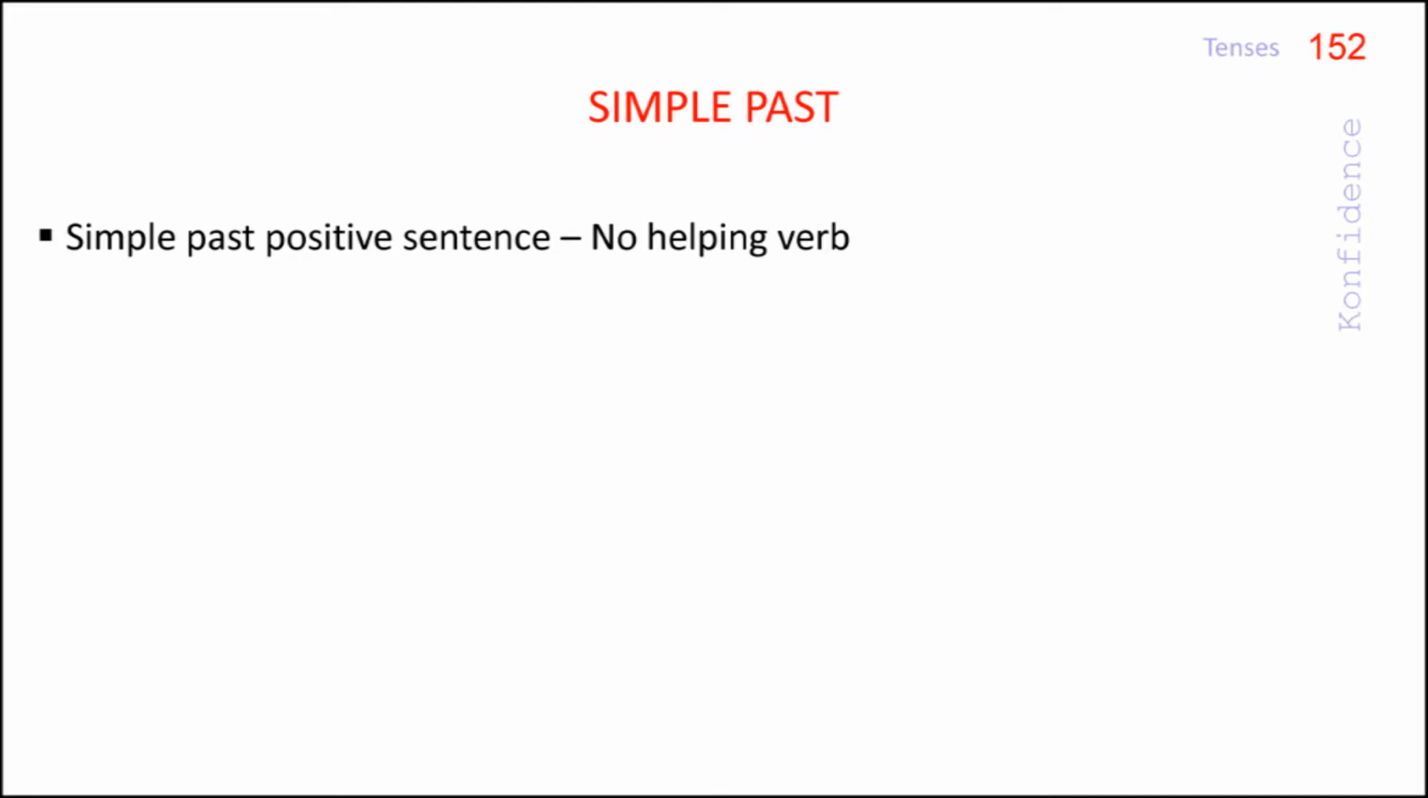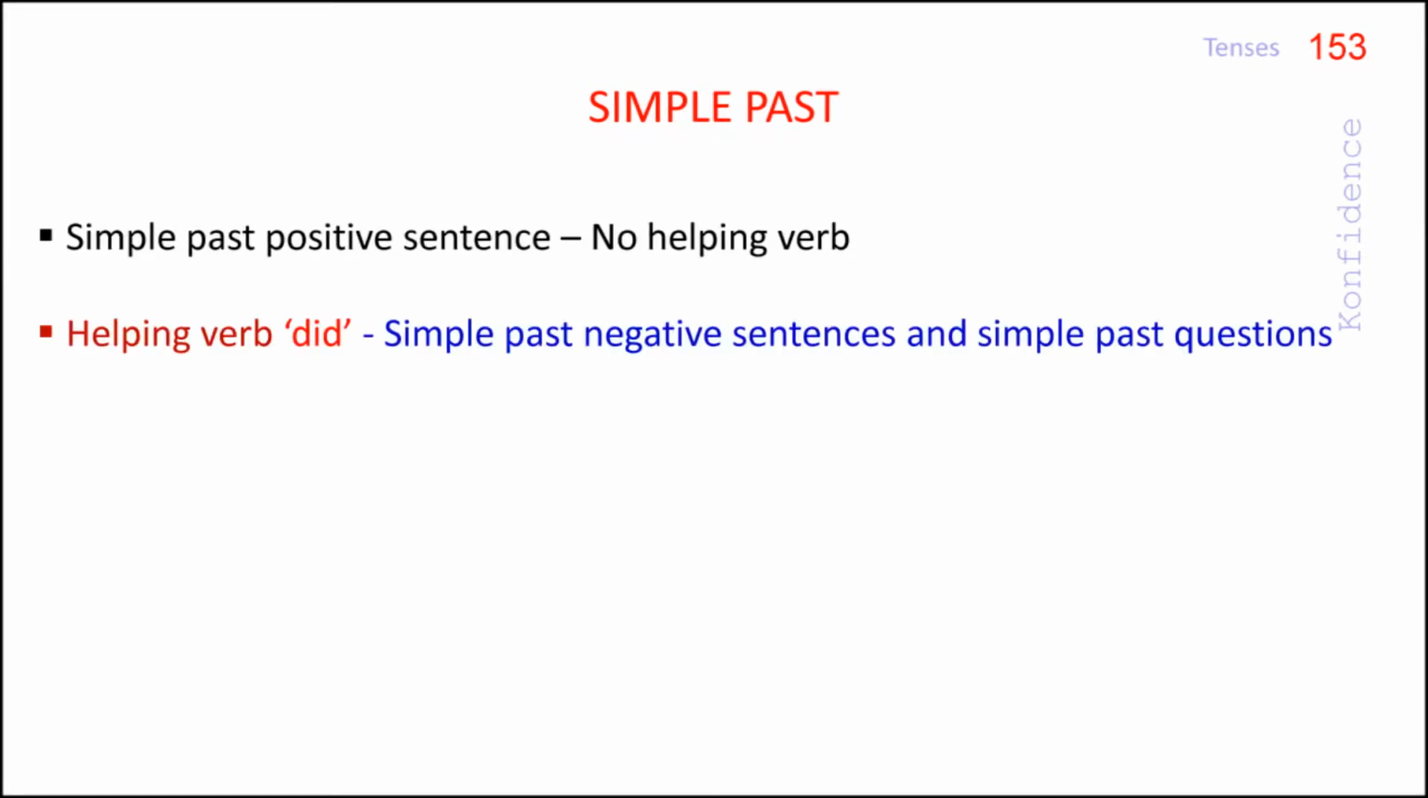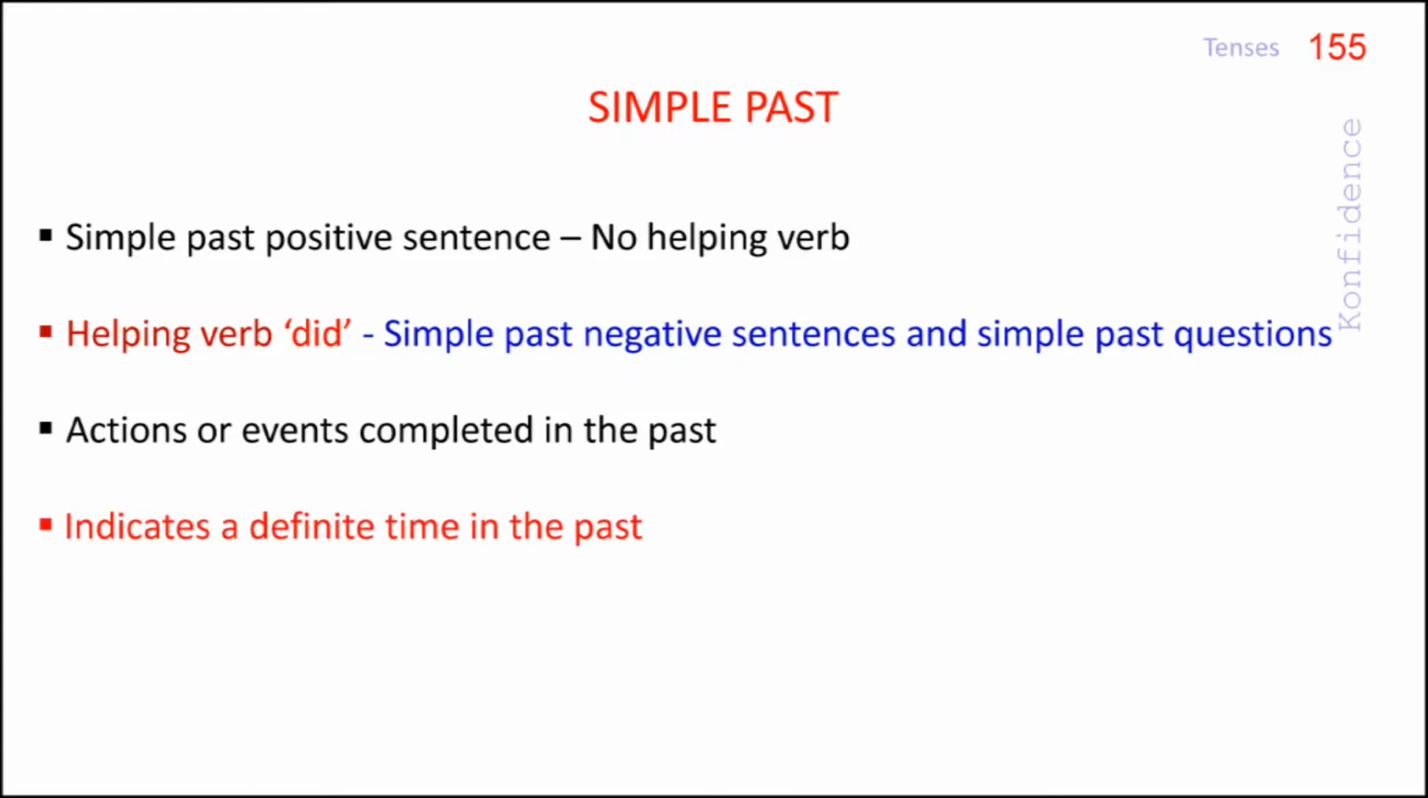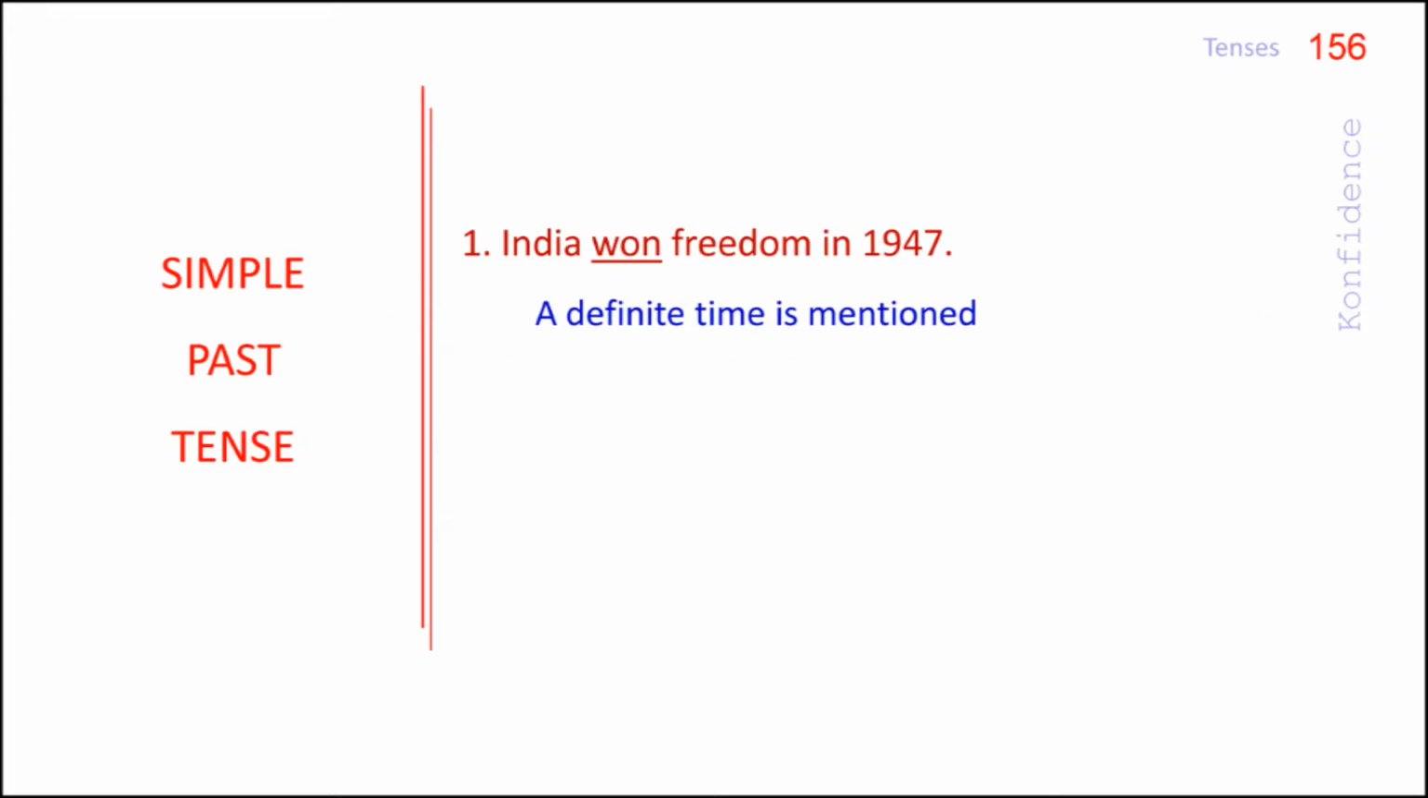Like simple present, simple past positive sentence does not have a helping verb in it. But the helping verb did is used in simple past negative sentences and simple past questions. This tense is used to express actions or events that were completed in the past. It tells us about a definite time in the past. Look at the first sentence given in the slide. A definite time, that is, in 1947, is mentioned in the sentence. Therefore, it is in simple past.